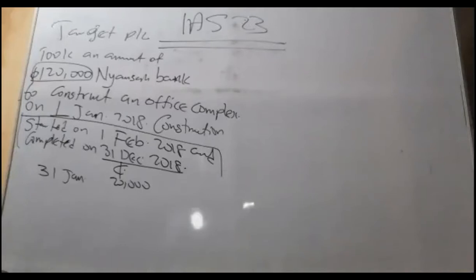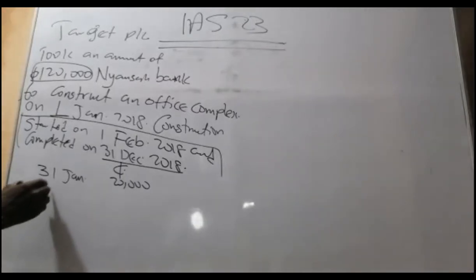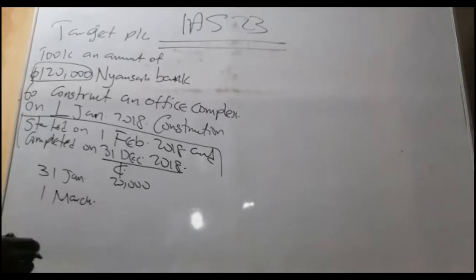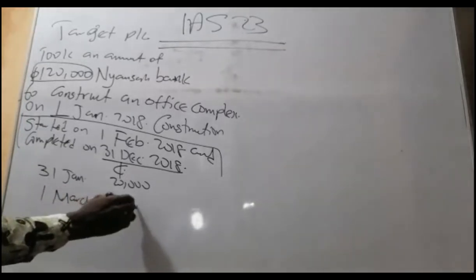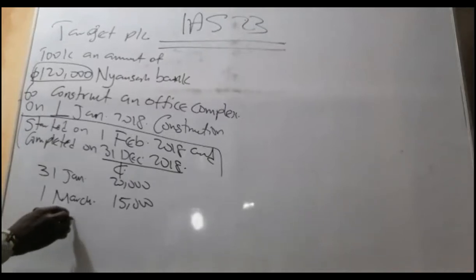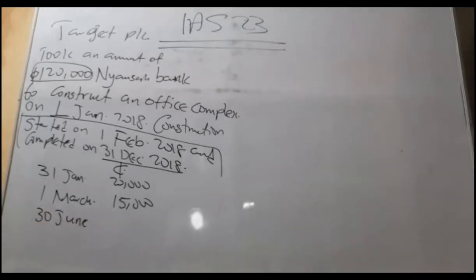Initial amount of 20,000 to start the work. Then on 1st of March, we give the contractor 15,000 to buy certain material. Then on the last day of June, the contractor requested some money and we hand it over to him.